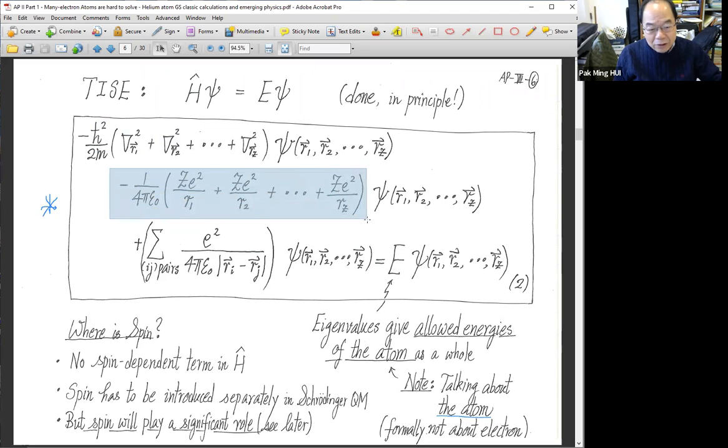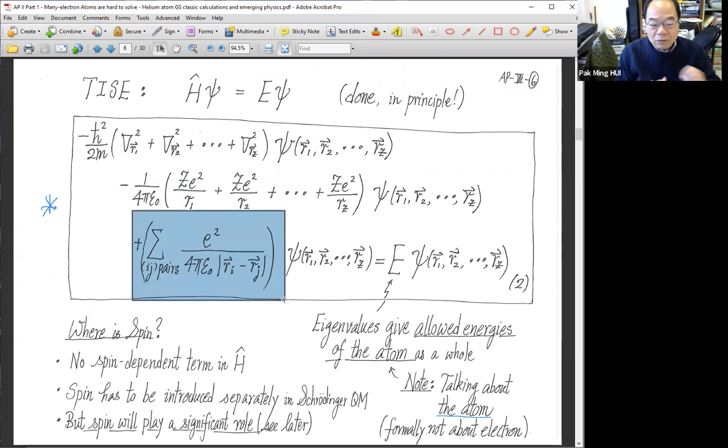Then every electron sees the nucleus. The nucleus has plus Ze charge. Each electron has minus e charge. Thereby, we have this Coulomb attractive potential energy function. The term that is hurting us, making the problem unsolvable, is this electron repulsive Coulomb potential energy term.